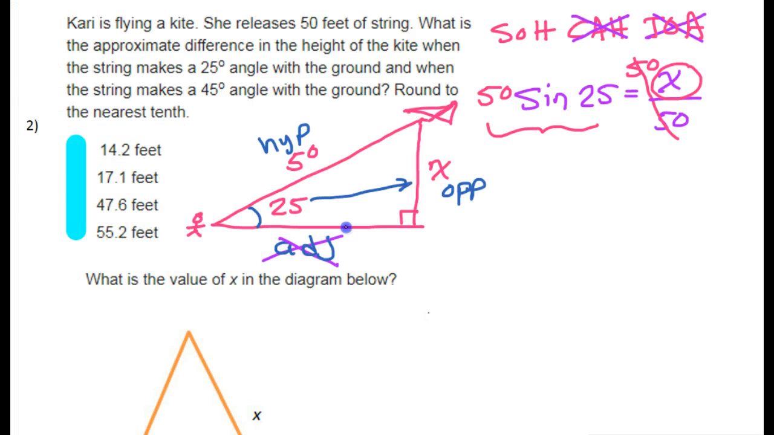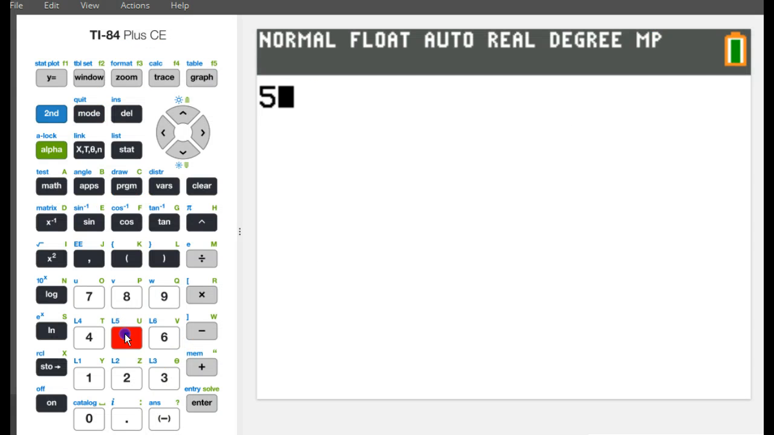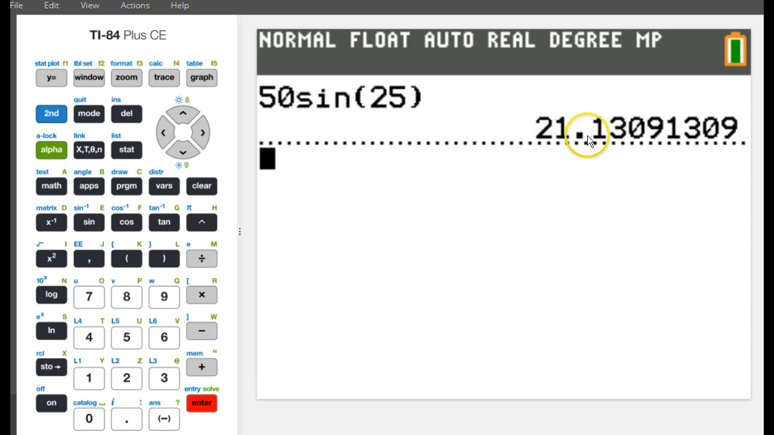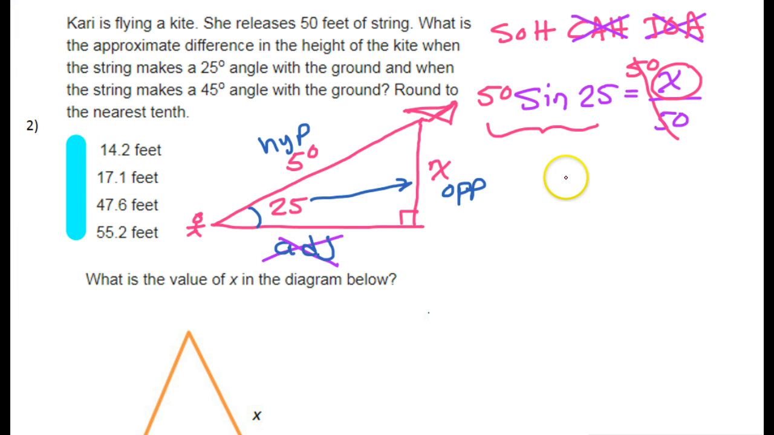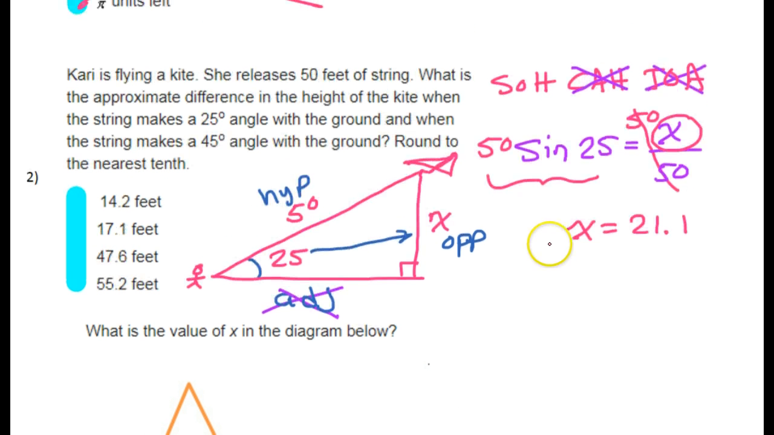So what did I have? I have 50 sine 25. So I'm just going to type that in my calculator. 50 sine 25. That's 21.1. So x is equal to 21.1. I think I'll squeeze in a little note up here. So at 25 degrees, the height is 21.1.